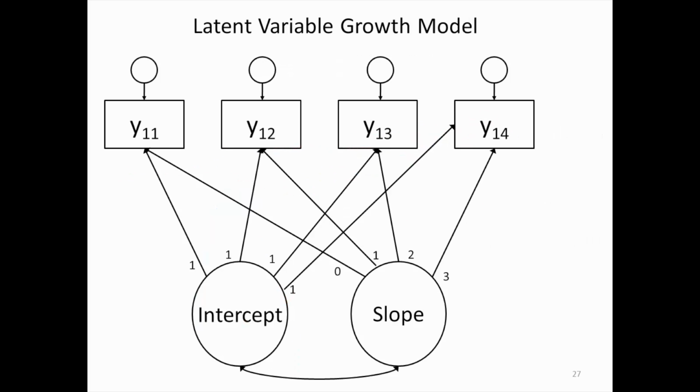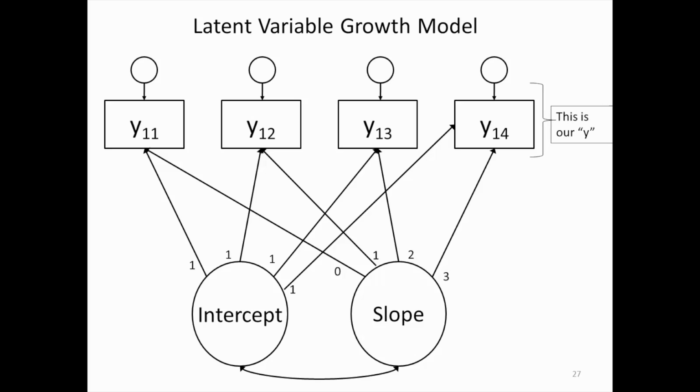Okay, when we put this into an SEM framework, this is what our growth curve looks like, where we have an intercept with the factor loadings constrained to be 1 across all of them. This gives us the average level for the sample at time 1. And then the slope, you'll notice the first factor loading is set at 0, and then we're going up by the metric of time that the data were collected.